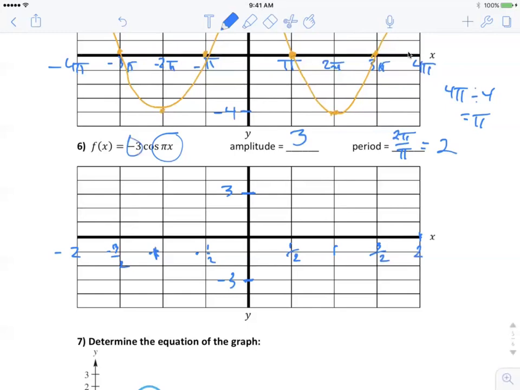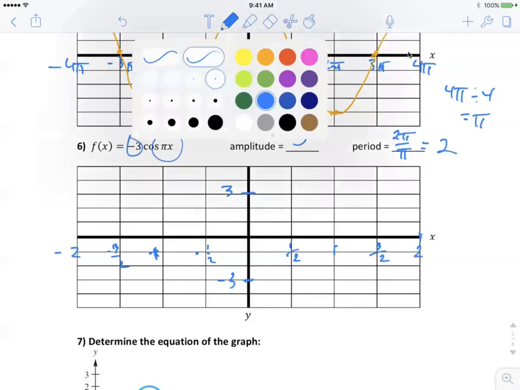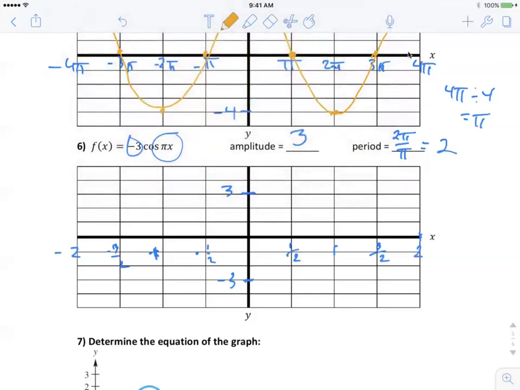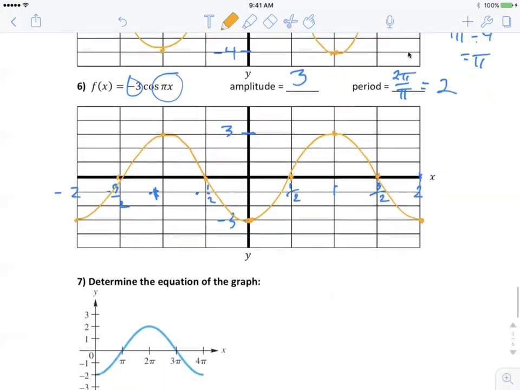Okay. And then I'm ready to draw my cosine pattern, but it's negative. Ooh, don't forget that. Right? So negative cosine, normally it starts up top. Now we've got to start down below. And then middle, top, middle, down. And then same thing over here, it's going to go to the middle, top, middle, below. Okay, there it is. Good times.